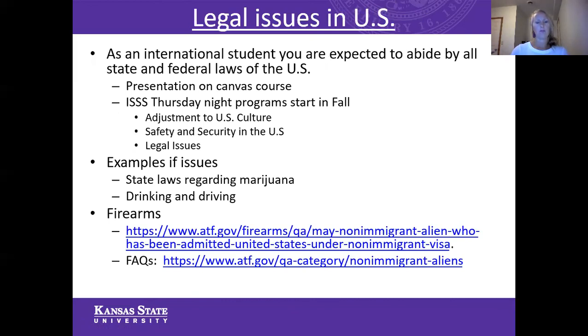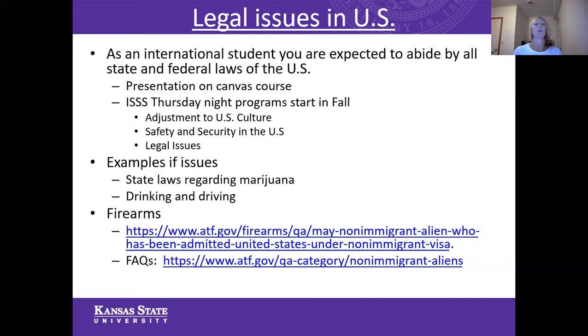Some other things to think about and know. There are some legal issues outside of your immigration status that you need to be aware of and keep in mind. We have some presentations on a Canvas course that you will all have access to. There is information about adjusting to U.S. culture, safety and security, and legal issues, given by our police department here on campus. They cover a variety of things, like state laws versus federal laws regarding marijuana, drinking and driving, and firearms.